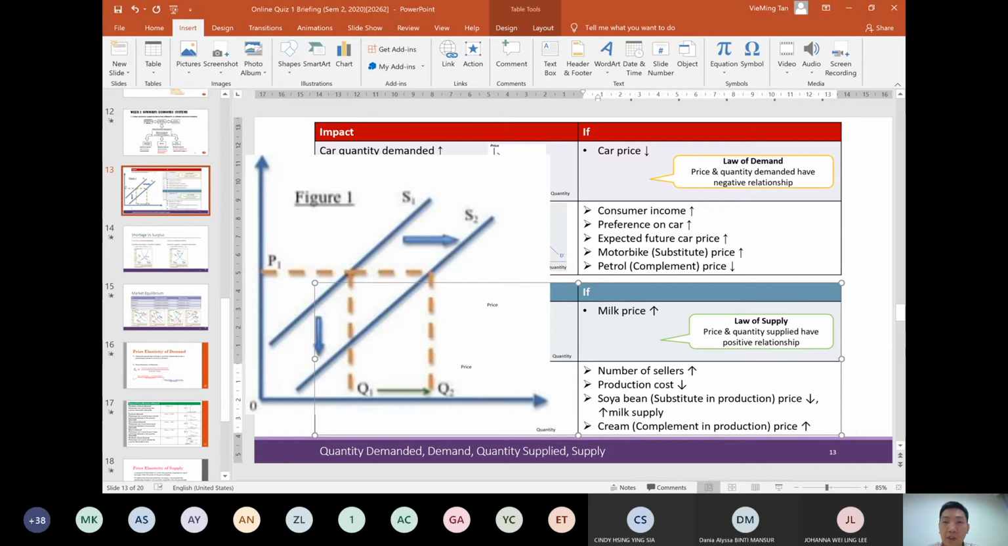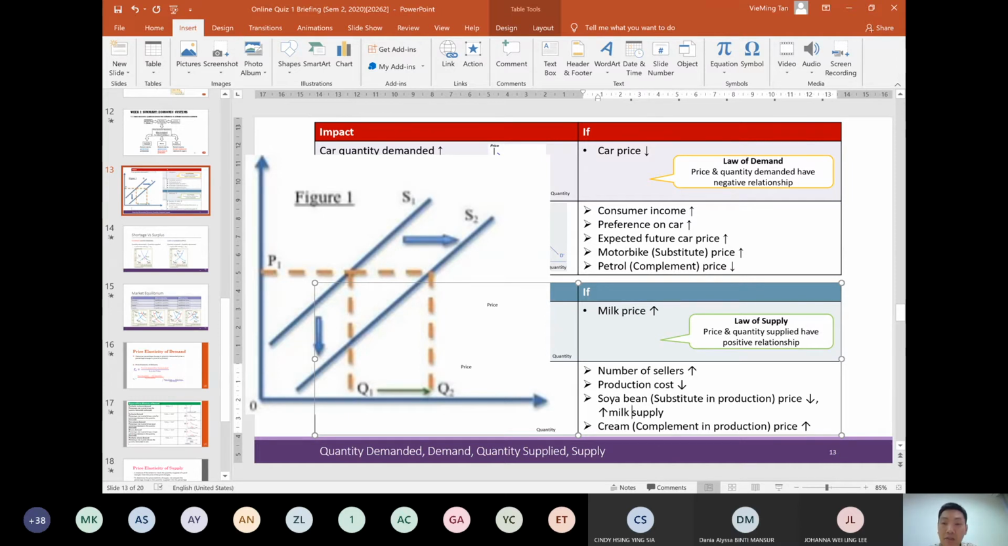Okay, so the last factor that will shift the supply curve to the right will be complement in production. Complement in production means two products are produced at the same time. So the example will be milk and cream. When producing milk, the producer also has to produce cream. Cream will come out. It will be produced automatically.